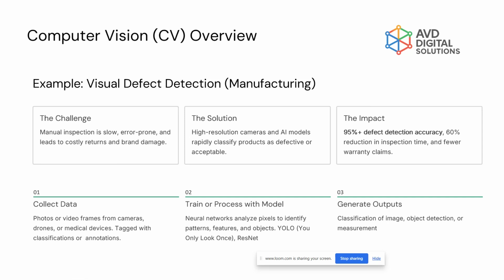The next domain is computer vision. As I explained earlier, if you're dealing with problems concerning images and videos, then computer vision is the domain that you're looking at. In this case, the example that we take is from the manufacturing industry, and the use case is visual defect detection. For manufacturing companies, as you can imagine, they deal with physical objects and their processes are physical.